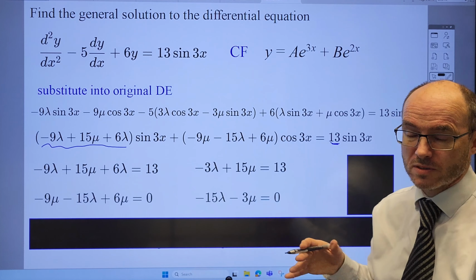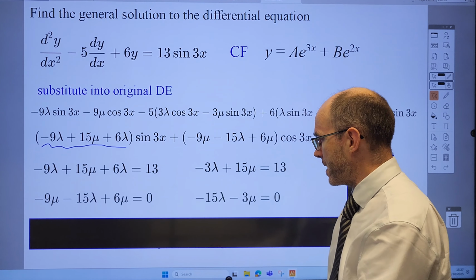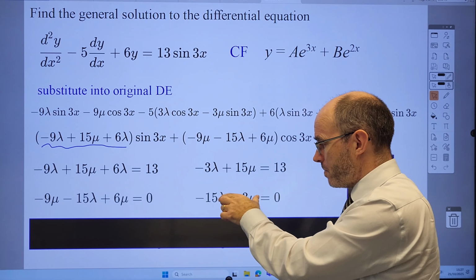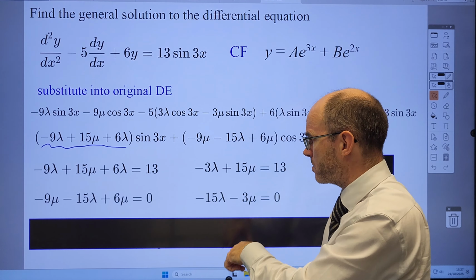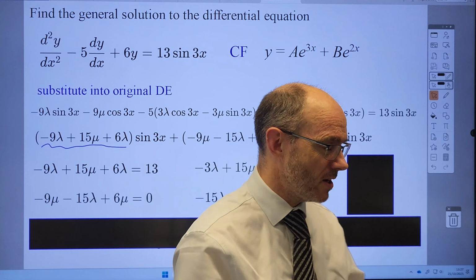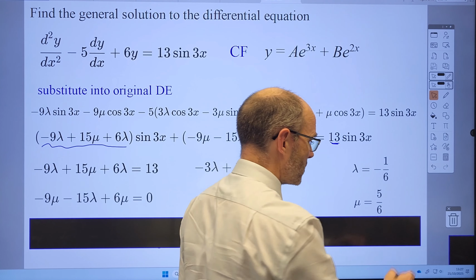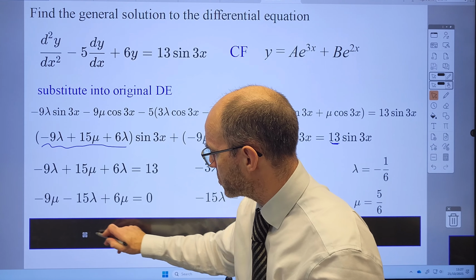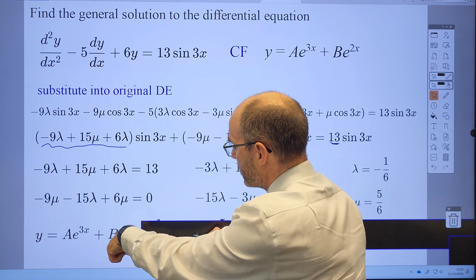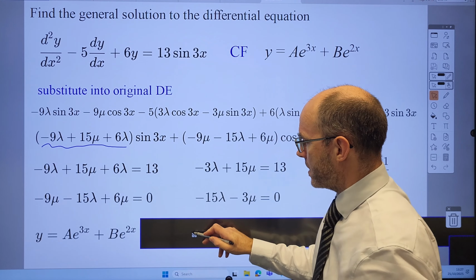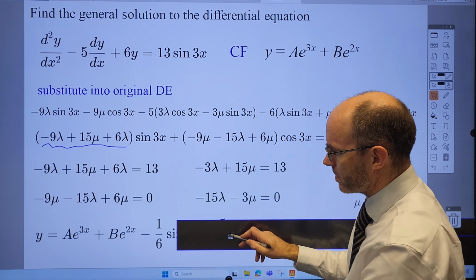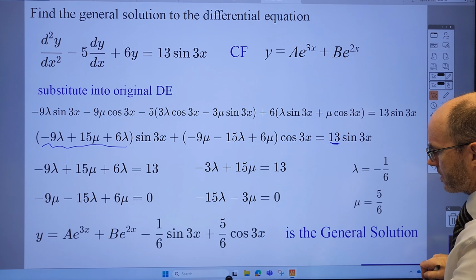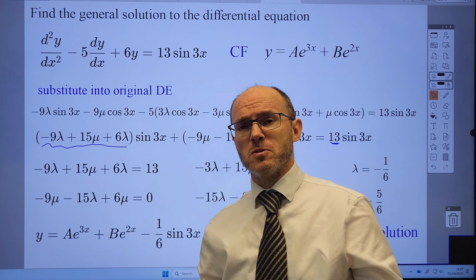These simultaneous equations, how you solve it's up to you. Maybe you times that one by 5, subtract that one. Maybe you divide the bottom one by 3, make mu the subject, put it back in there. Either way, it's not too difficult to solve. You get your values of lambda and mu, and that gives you your particular integral. So your general solution will be the complementary function, which is this here, and then a particular integral: negative 1/6 sine 3x plus 5/6 cosine 3x. And that's your general solution.